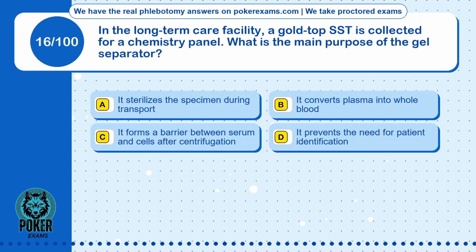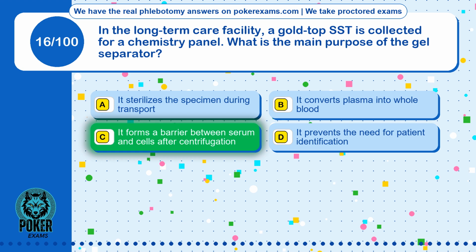Question 16. In the long-term care facility, a gold top SST is collected for a chemistry panel. What is the main purpose of the gel separator? Option A. It sterilizes the specimen during transport. Option B. It converts plasma into whole blood. Option C. It forms a barrier between serum and cells after centrifugation. Option D. It prevents the need for patient identification.